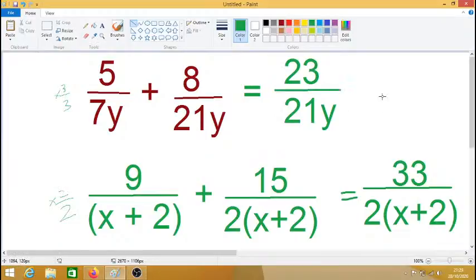Okay, good. Hopefully that was a gentle introduction to algebraic fractions, and in the next lesson tomorrow we'll try to work on some harder versions of this.